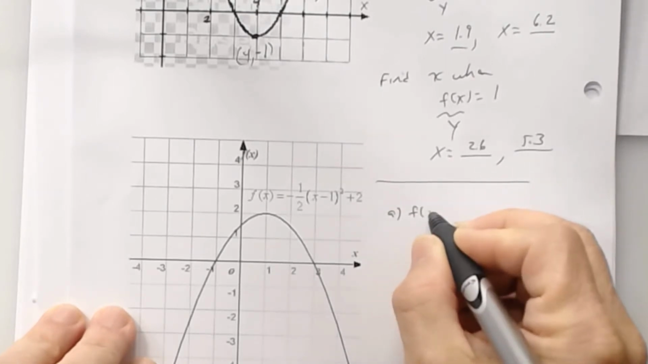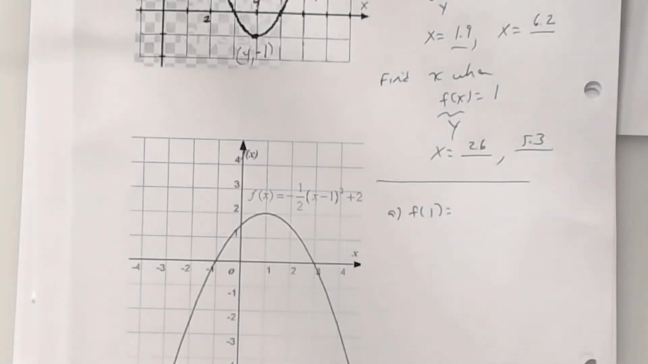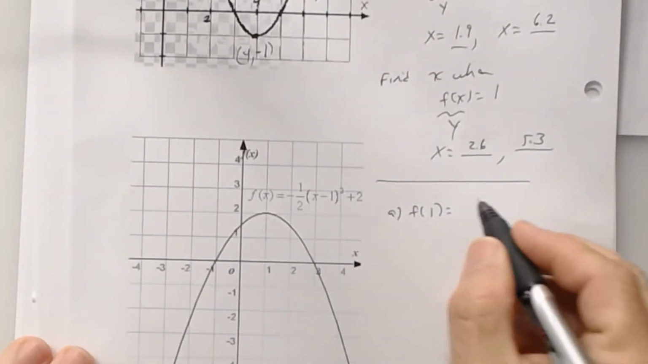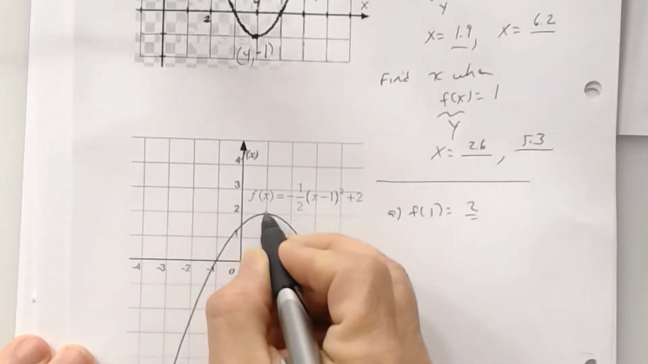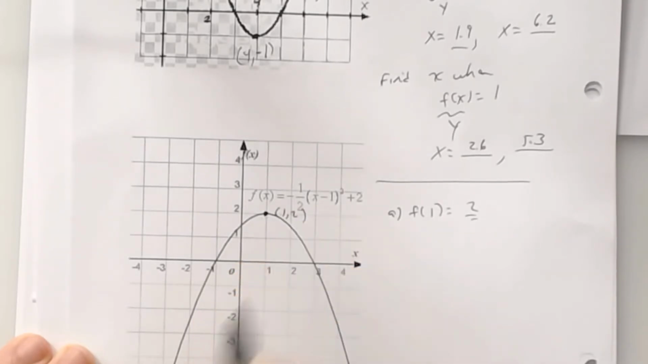Let's find f of, let's say, 1. That part's easy. Finding f of a number is easy. What's f of 1 here? What's the y value when x is 1? 2. So the answer is 2. You can see it. It's right here, right? That point right here is 1, 2.